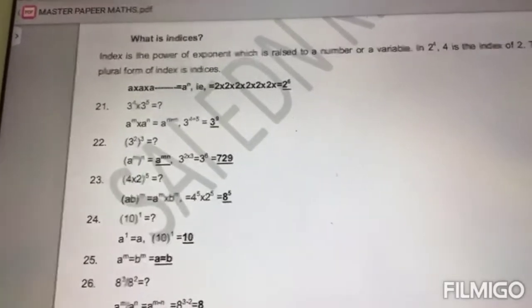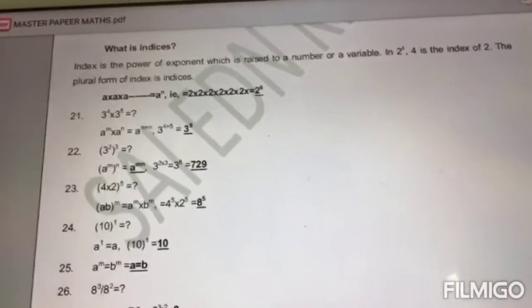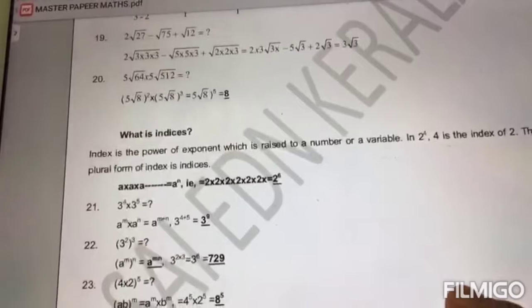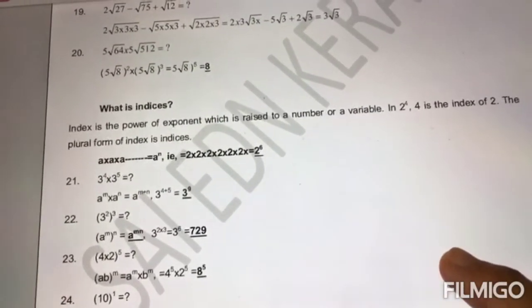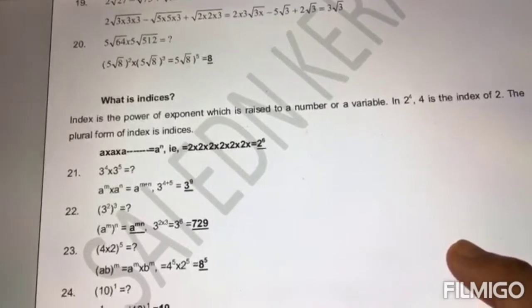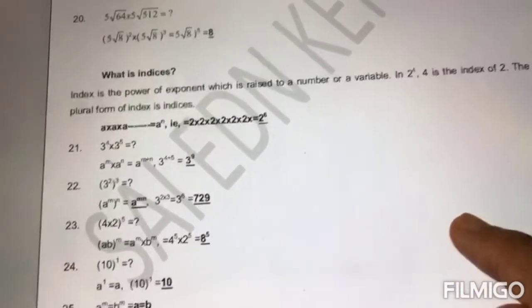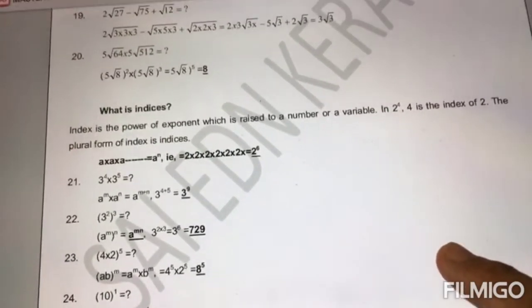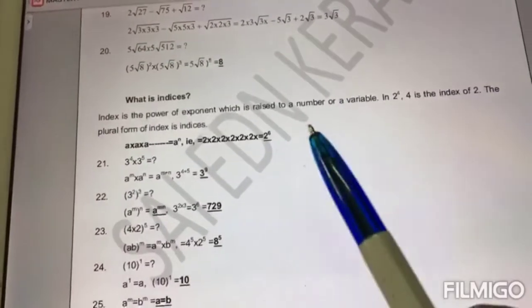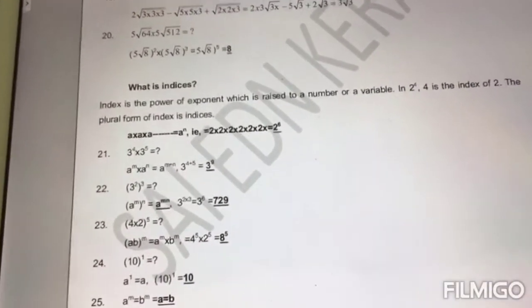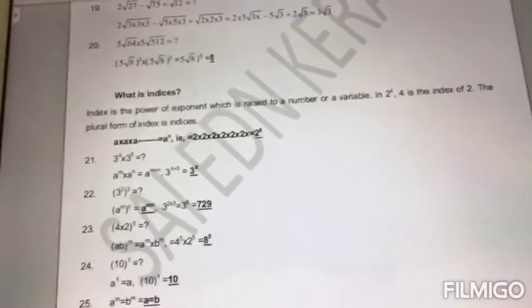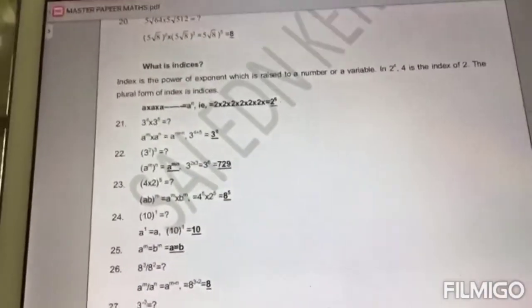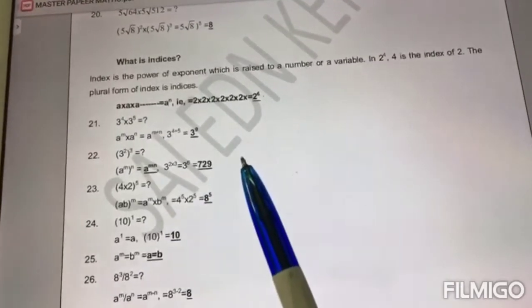So today we're going to continue with the chapter on surds and indices. We have discussed what surds are. Surds are nothing but irrational roots of integers, that is, roots of numbers which are not perfect squares or perfect cubes, as we have seen. We've also looked at some of the rules on how to add, subtract, multiply and divide surds, right?